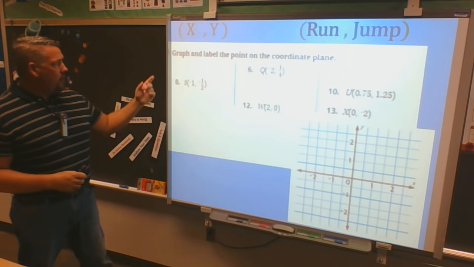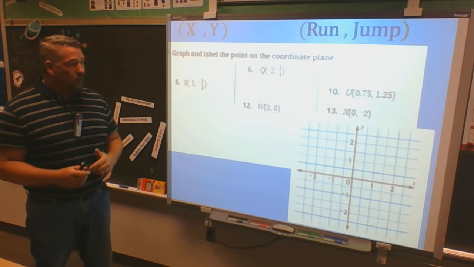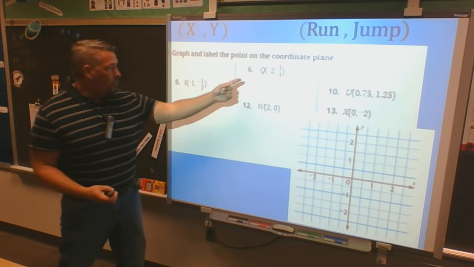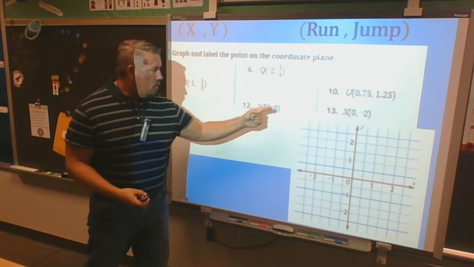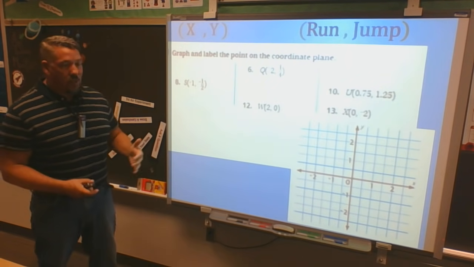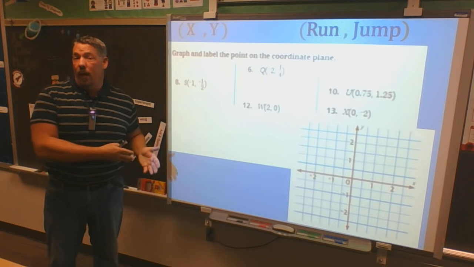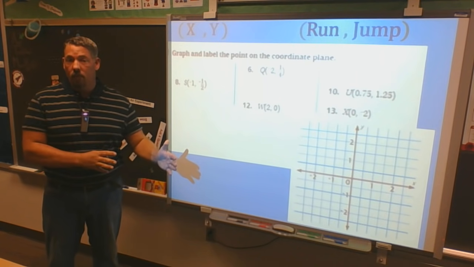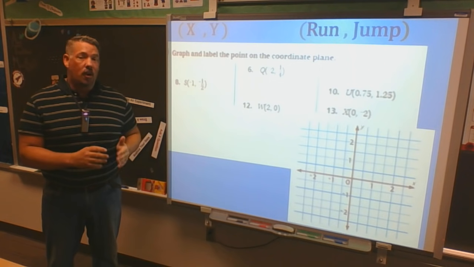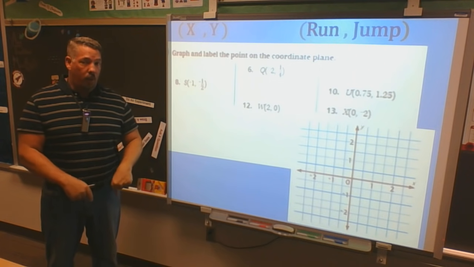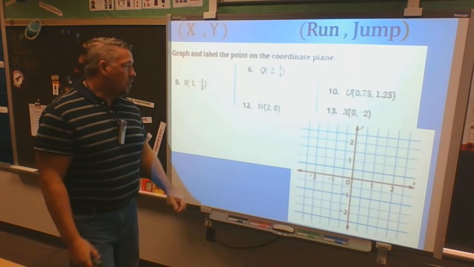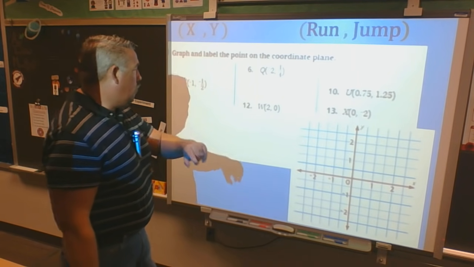So now this says graph and label the point on the coordinate plane. What do I label it with? I'm going to label it with the letter that they put in front of the ordered pairs. So on 6, I know it's going to be labeled Q, but I got to figure out where that Q goes. Once again, I only put 1 point. I run, either forward or backwards, then I jump, either up or down, then I put my point. I have to do 2 coordinates to do 1 point.